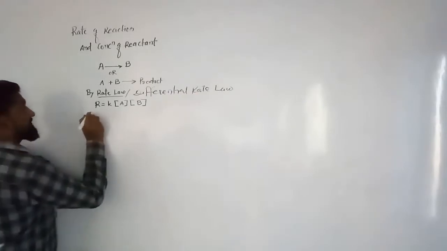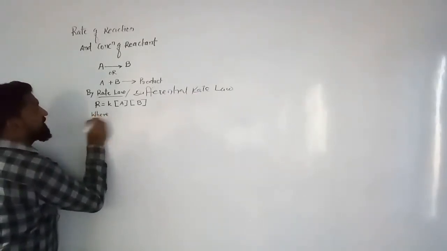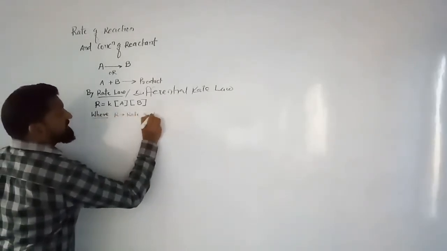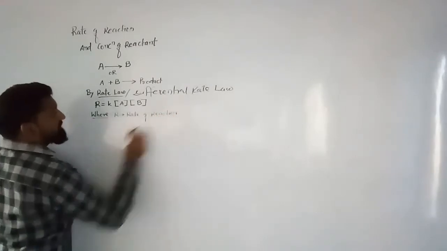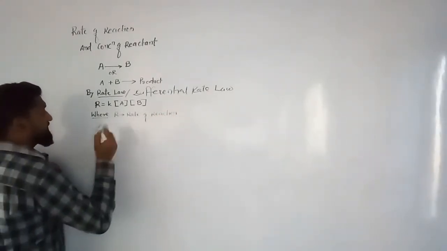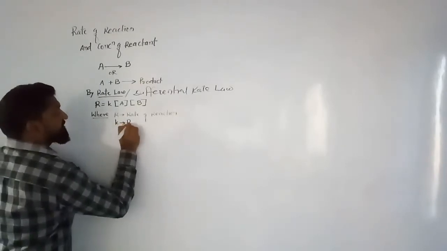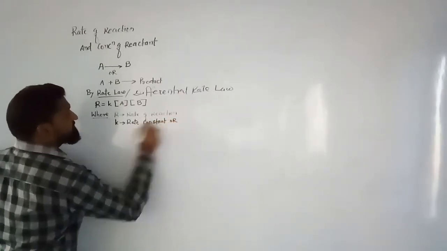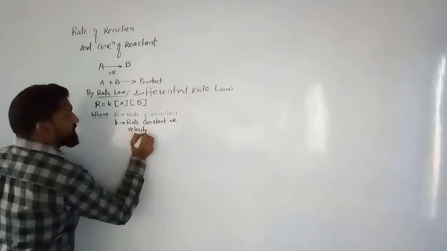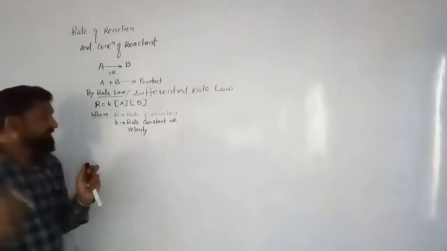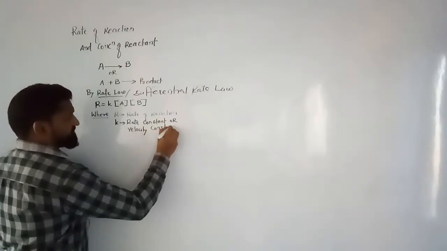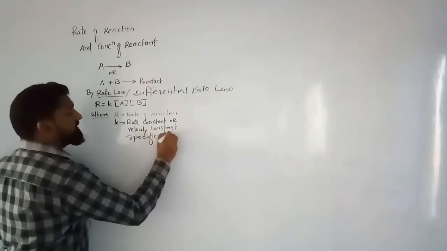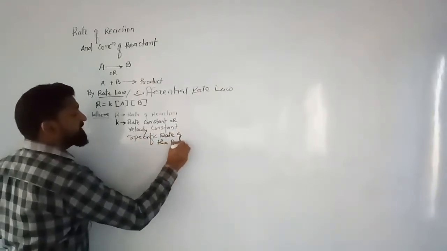Okay, so that is called the rate law, nothing else. Now, the terms should be understood. What is R? R is the rate of reaction, understood? After that, what is K? See here, very important term. K is the rate constant, or we can say velocity constant, or it is also called the specific rate of the reaction, understood? Specific rate of the reaction.